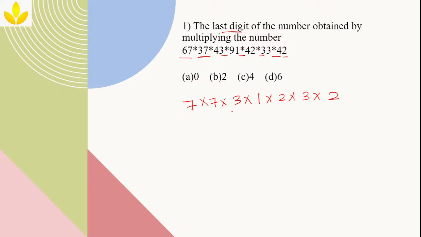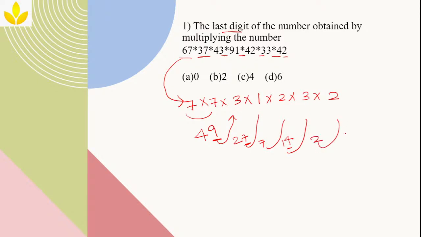Now, how to solve this question? Now it looks easier, right? Just multiply them. 7 sevens are what you will get? You will get 49, and I don't need this whole number again. I just need the last digit. And 9 threes are 27. I don't need this whole number. Just consider 7. Then 7 into 1, 7 again. 7 twos are 14, so 4, and 4 threes are 12.